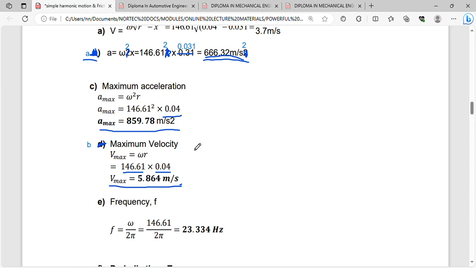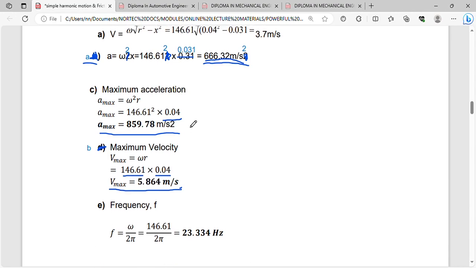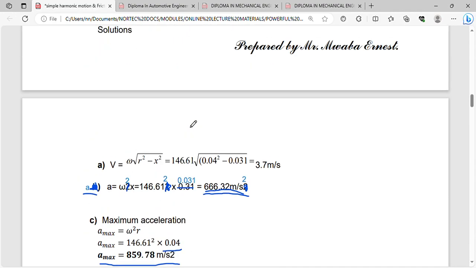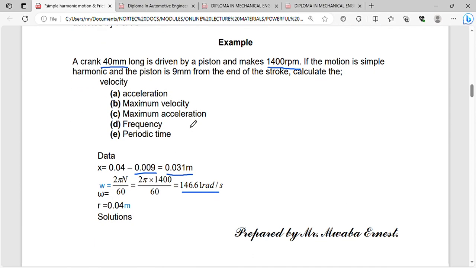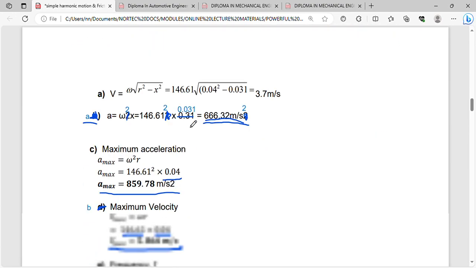Hello, sir. Yes, I can hear you. So the one for maximum acceleration, is it okay? Yes, I'm getting maximum velocity now. We proceed with the maximum velocity, then we'll follow with the maximum acceleration.